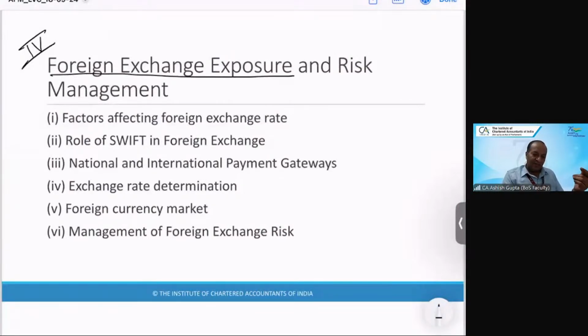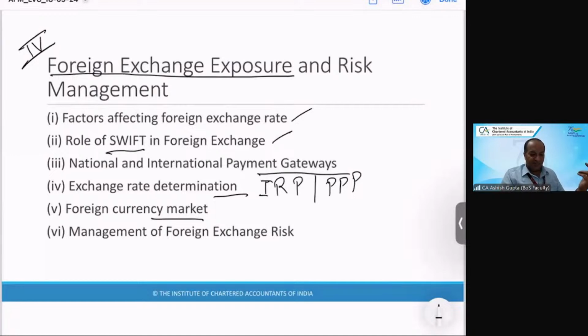Initially, we start with the basic theory. SWIFT is basically a mechanism using which we transfer money. The bank uses it to transfer and receive money. Then international payment gateways, all theory. Then we see how exchange rates are determined. Here we have covered the theory of interest rate parity, purchasing power parity, etc.